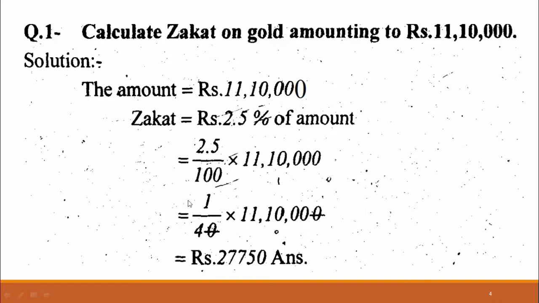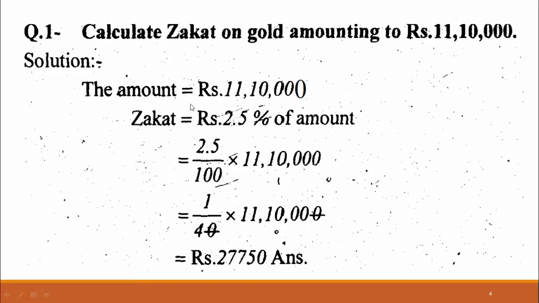Then how much zakat for this total amount? So 1 over 40 multiplied by 1,110,000, and after simplification of this expression we obtain 27,750 rupees as the amount of zakat for this total gold amount.